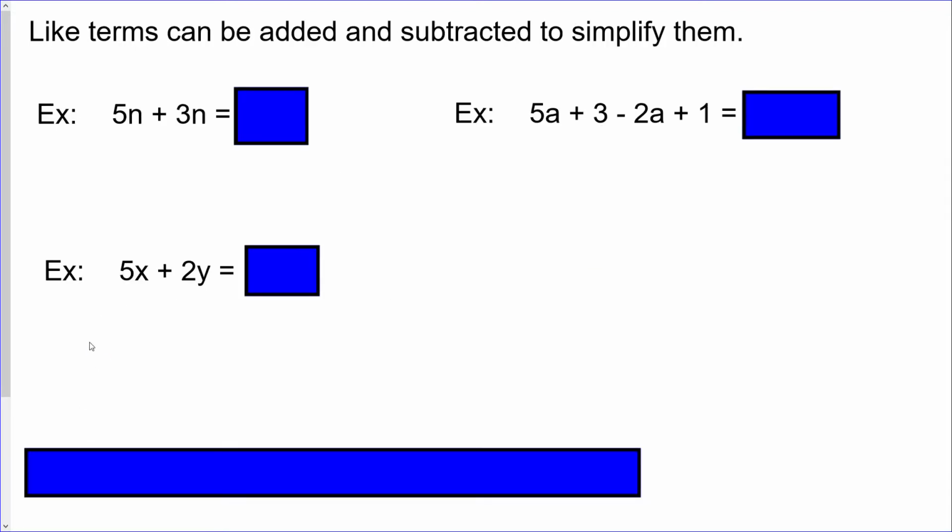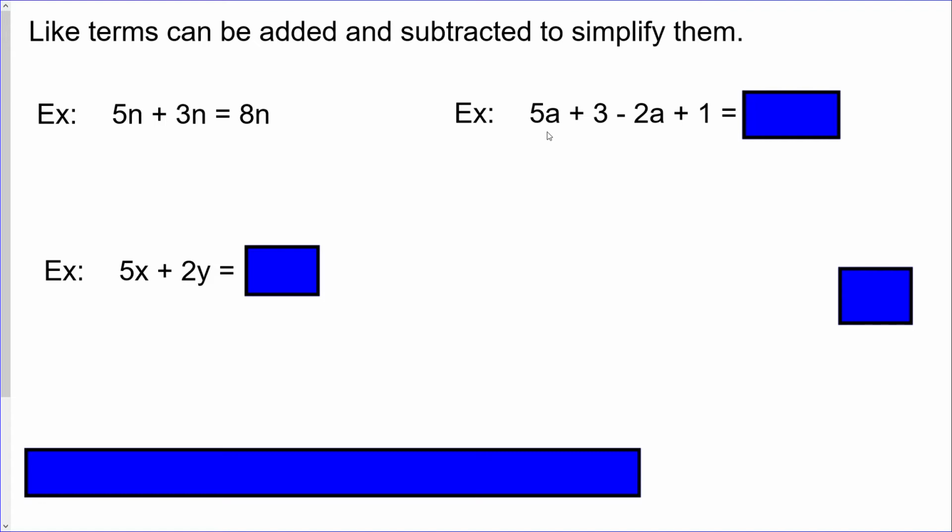Now, like terms can be added or subtracted to simplify them. It's also called collecting like terms, depending on the terminology that you would like to use. So 5n plus 3n would equal 8n. Hopefully that's fairly logical. You basically just add up the coefficient in front, so you're adding up the number. It's very simple math.